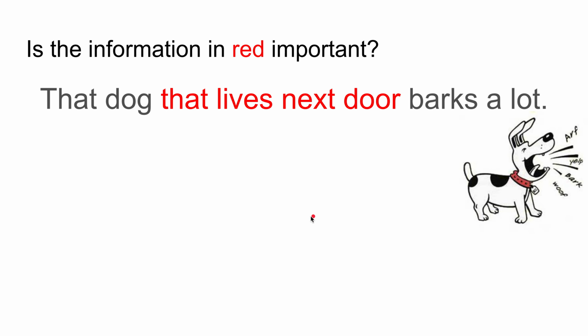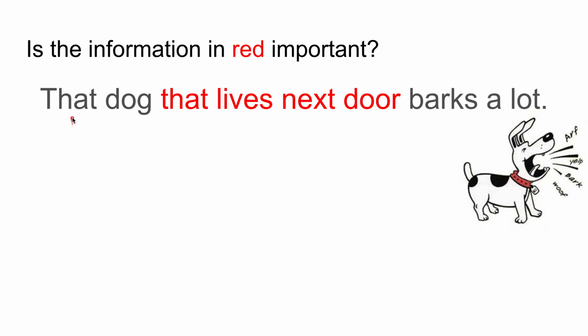We'll be talking about identifying and non-identifying relative clauses. Okay, let's start by looking at the meaning. Let me start by asking you a question, okay? Look at the information in red: that lives next door. Is the information in red important?